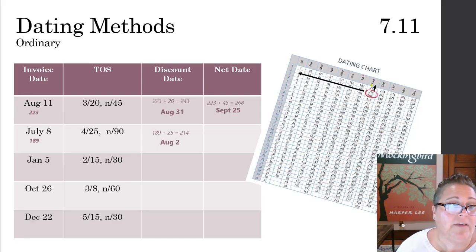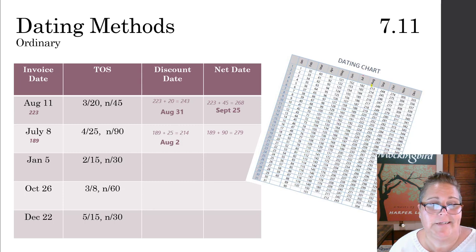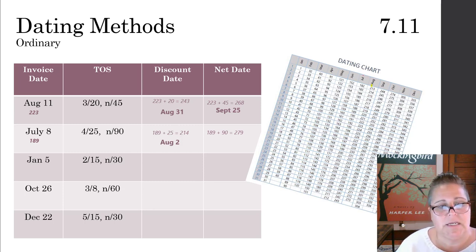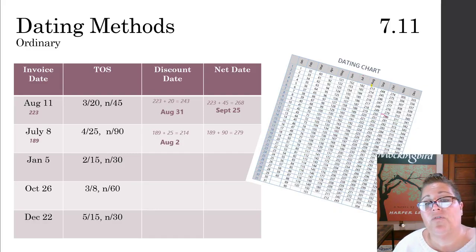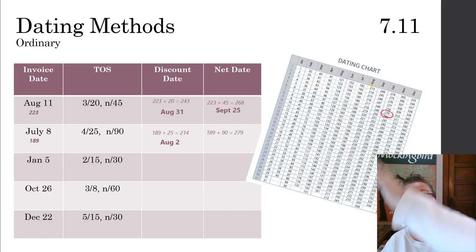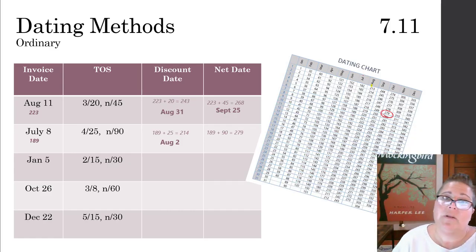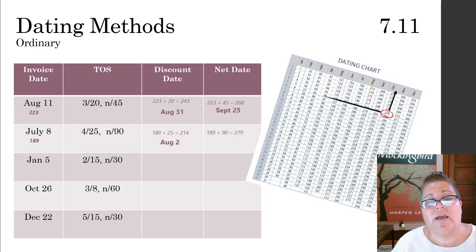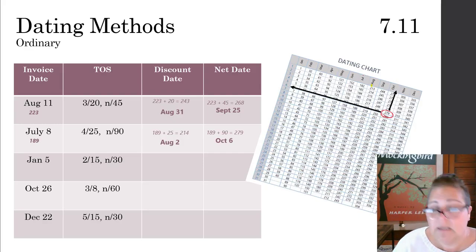All right, how would I find the net date? Well, using the table, I would do 189 plus 90 days because the net is due in 90, and that's going to give me 279. So I'm going to find 279 in the table. I'm going to go up the column to find the month, across the row to find the date. This is October 6th. Can I do this mentally?